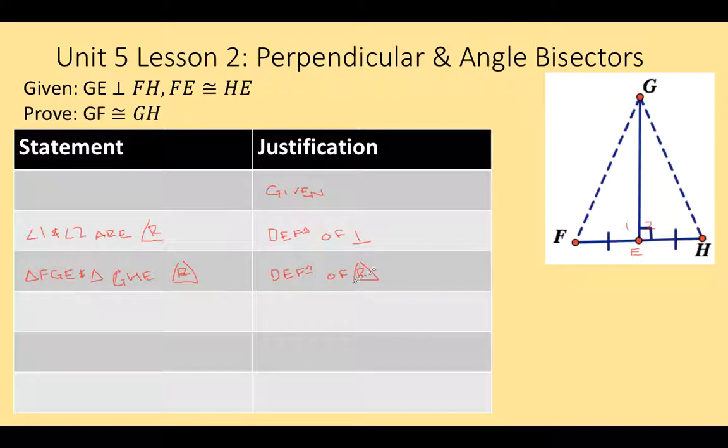Okay, so now that I have that taken care of, I know that I've got right triangles. I only need to find two pieces of information, two clues to get me that these triangles are congruent. Now I've got one of them. One of them's right here, and this is a leg. And so I just need one more piece of information, and that's going to come from GE being congruent to GE. That would be by reflexive, of course.